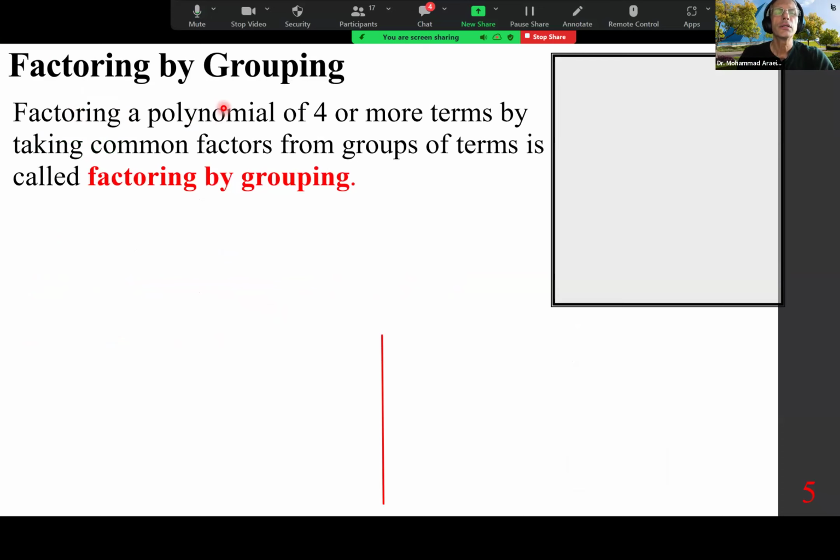Factoring a polynomial of 4 or more terms by taking common factors from groups of terms is called factoring by grouping. So what is factoring by grouping? Simply group them together. So what is the first step of any factoring? GCF, the greatest common factor, if there is any among all of those.